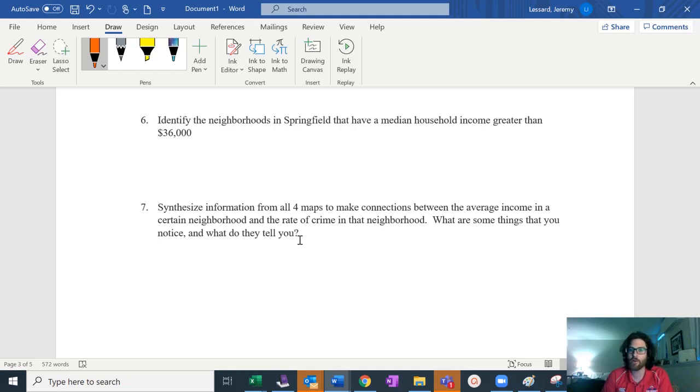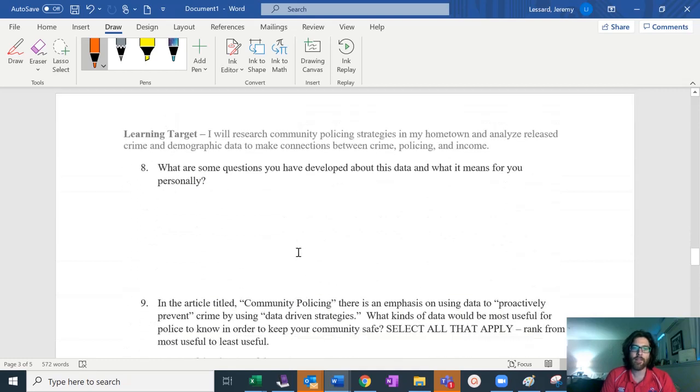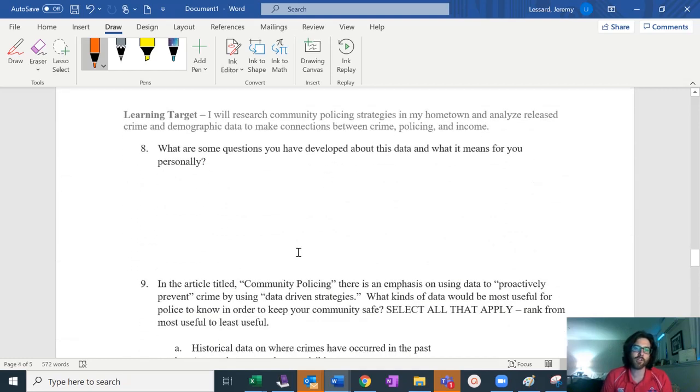What are some things that you notice? What are some things that you wonder? What are some things that you think the data is telling you? Okay, and so that is sort of a place to catch your ideas. And then I want you to think about your ideas personally. How do those ideas affect you personally? And what are some questions that you have around this data as it relates to you?